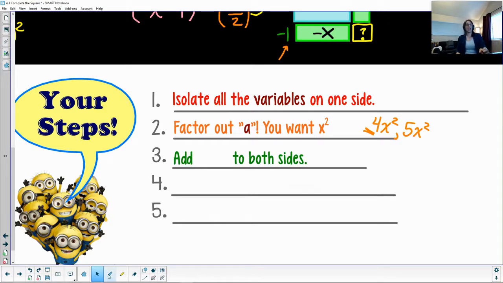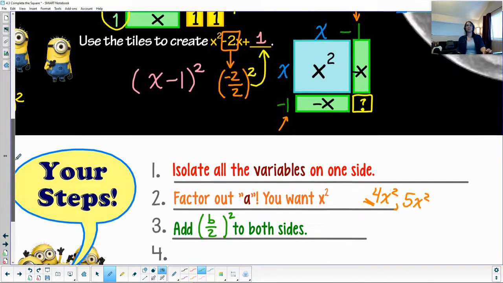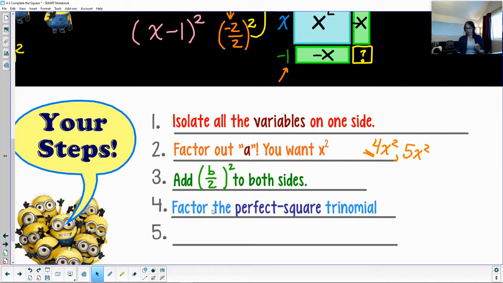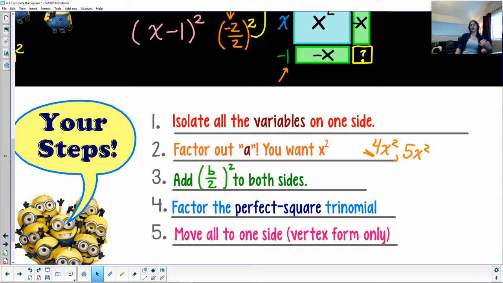Then we're going to add something to both sides. And the thing that we added, remember we took that middle piece, we split it in half, and then we squared it. And that's what completed the square. All right, after that, we're going to go ahead and factor now that perfect square trinomial, and that's kind of where we used our tiles. And then if we're looking for vertex form, we're going to move it to one side. Step 5 is going to change a little bit depending on what exactly we're going to look for.